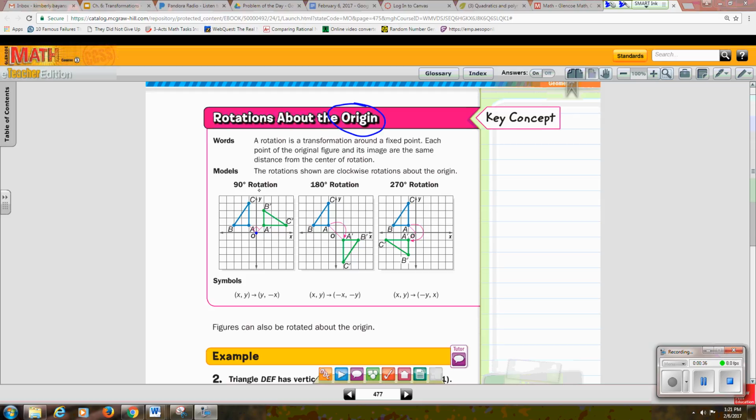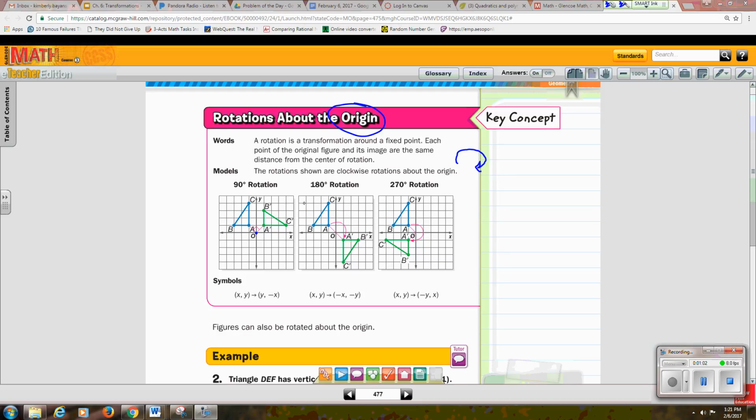So we have three different rotations we're really going to be working with: a 90-degree rotation, a 180-degree rotation, or a 270-degree rotation. Okay, and I want to point out that the rotations that are shown are clockwise. So in other words, clockwise means they're going this direction, the way the clock goes.